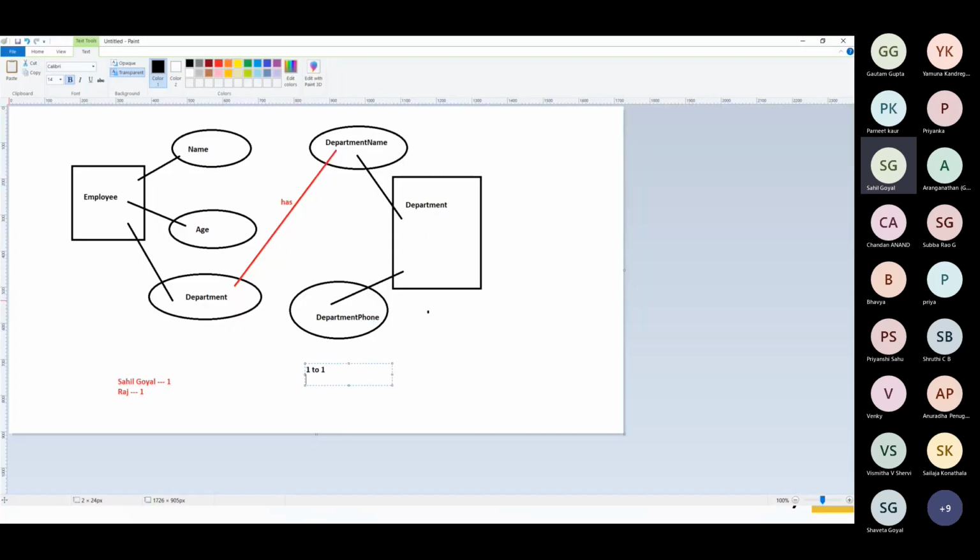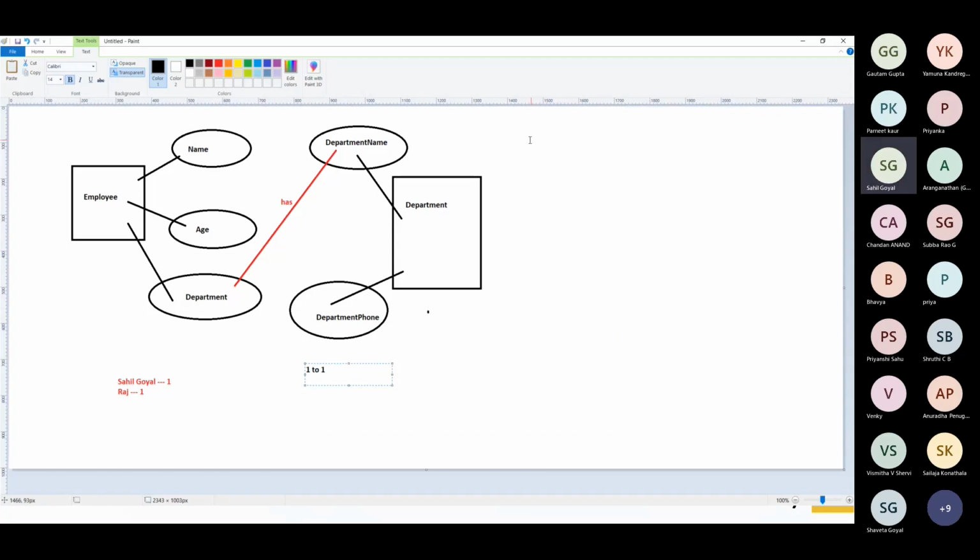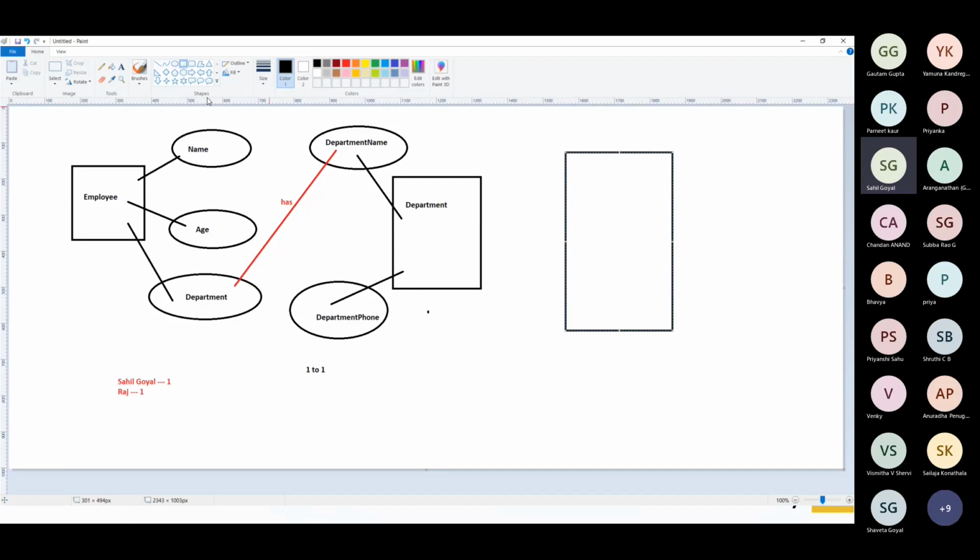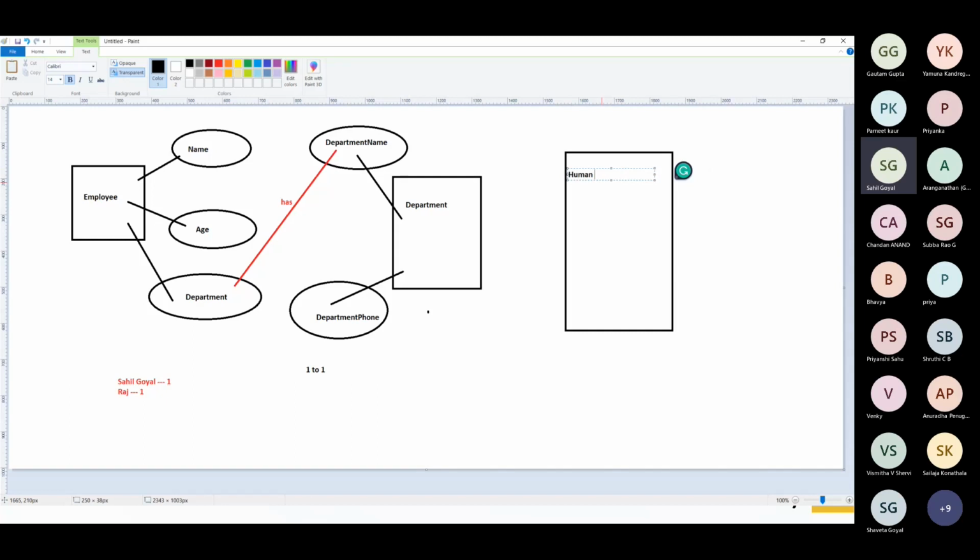Let me create a certain set of data here. So I would say that I have a departments table, and in that department table, as I said, we can have multiple departments, right? Let's say there is a human resource department, then there is an administrator department, then there is a finance department.